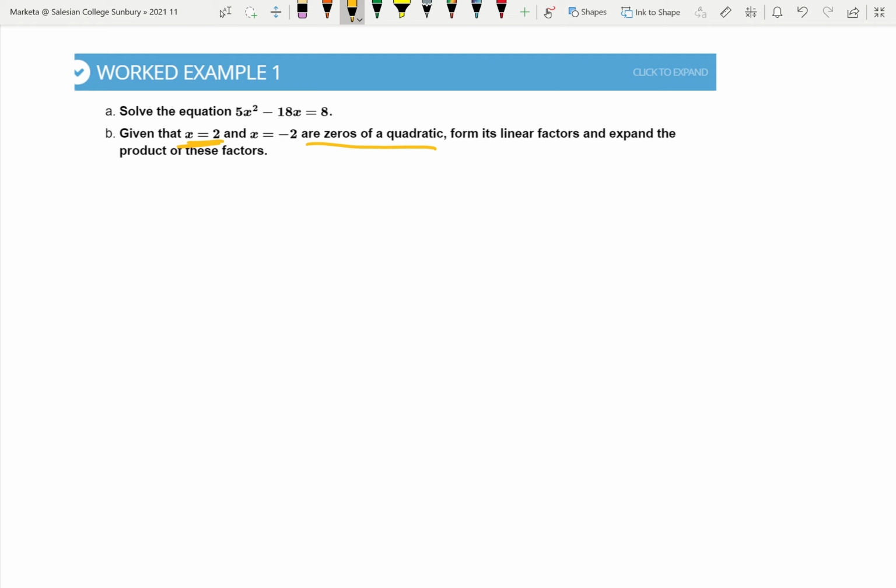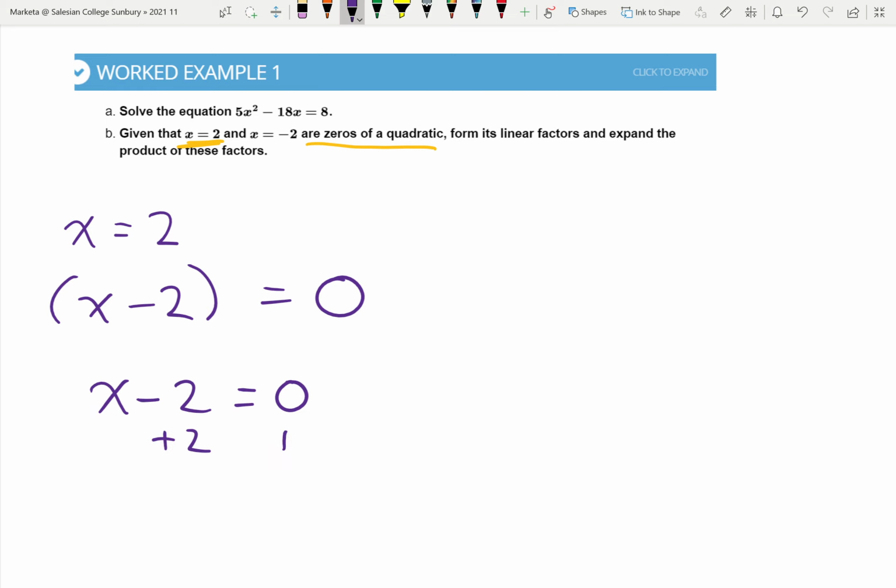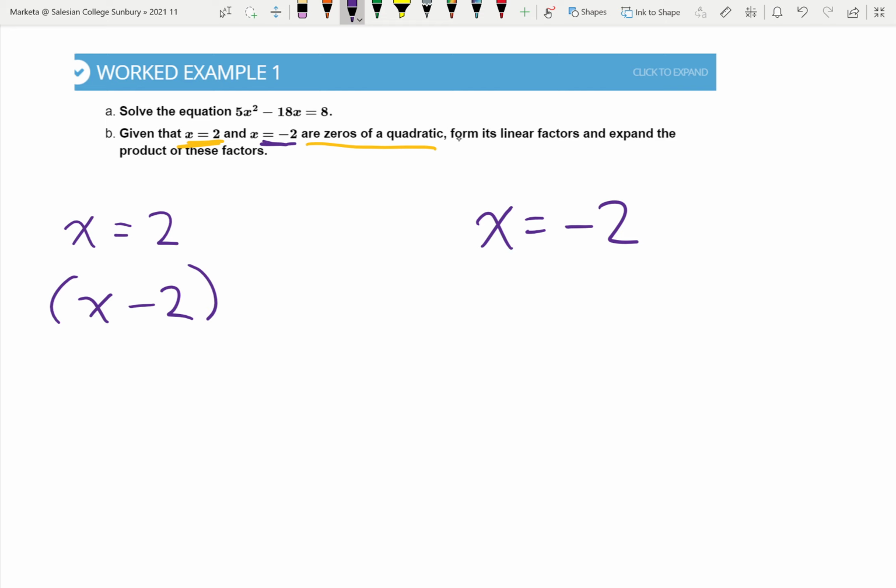So x equals 2, that means x minus 2 equals 0. So that would be one of our factors, because remember, if x minus 2 equals 0, we'd be adding 2 on both sides. That would mean x equals 2. So x minus 2 is what we're going to put in the brackets. For the next one, we've got x equals -2. So if x equals -2, that means x plus 2 equals 0. So we minus 2 on both sides. You see how you get x equals -2. So for this one, this would be our brackets.